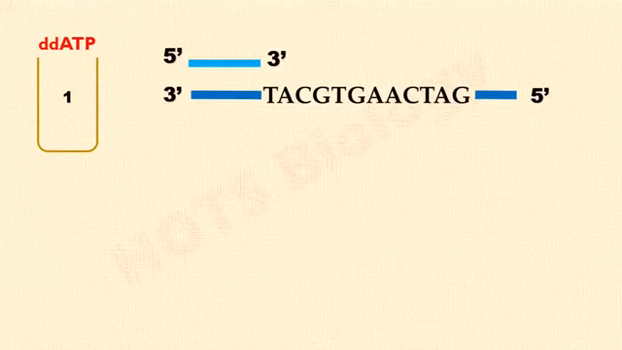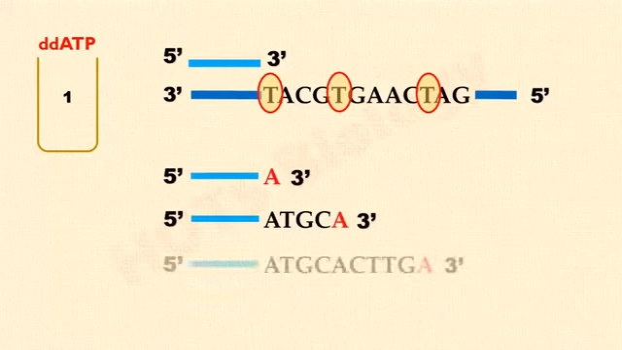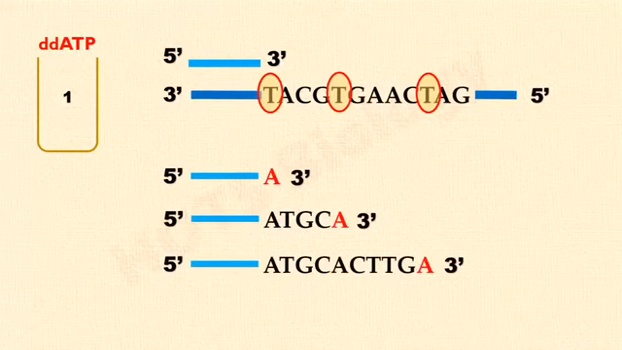So, as you can see, there are 3 thymine residues in the template strand. Complementary to these thymine residues, ddATP can be incorporated in the new strand. At the end of this reaction, there will be 3 partially replicated DNA fragments.